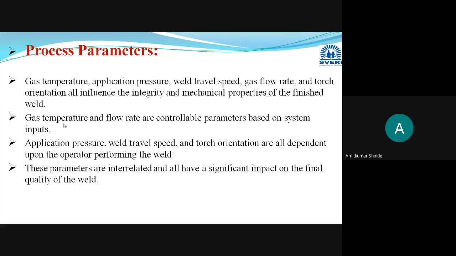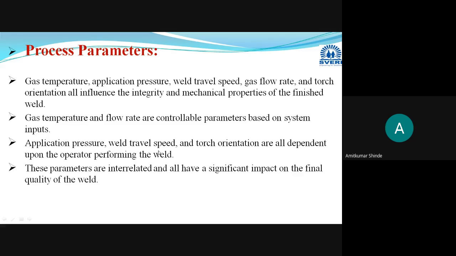So whichever temperature you are providing, it should be higher than the melting point of that workpiece, that substrate or parent plastic material you are using. Then the flow rate of the hot gases should be properly controlled. This flow rate can be controlled with the help of some blowers or air compressors. These two are controllable parameters.